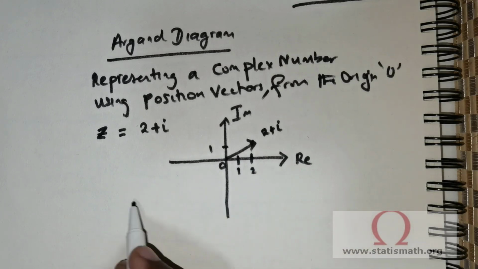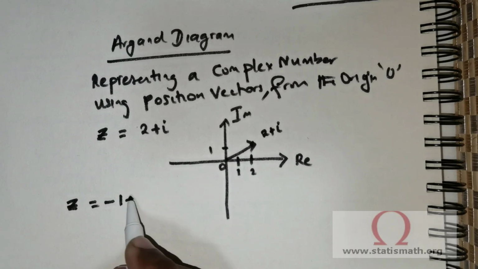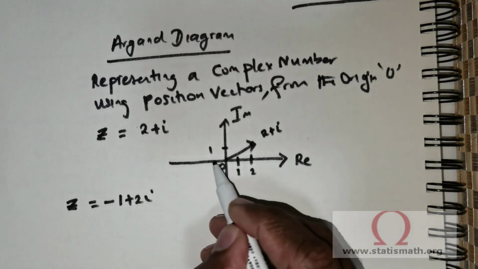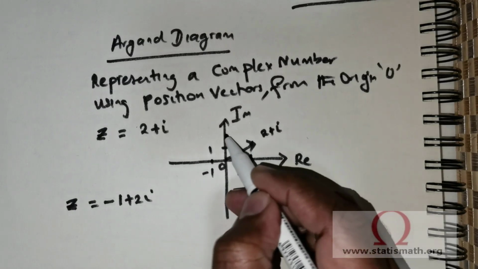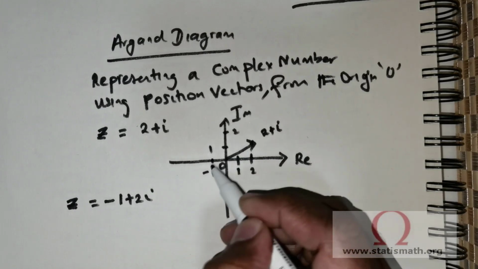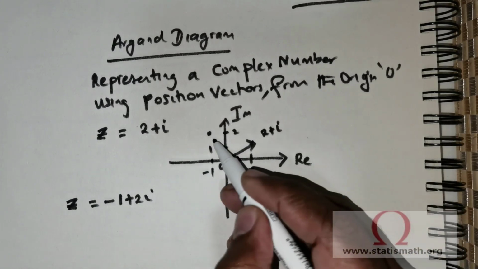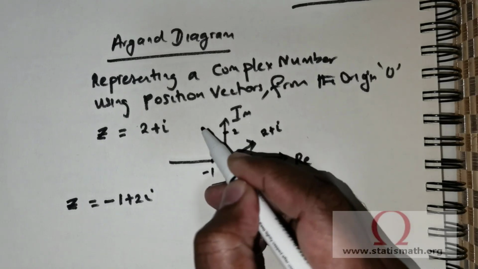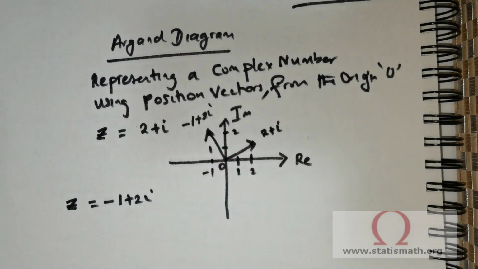Now, say for example, you are given another complex number, say z is equal to -1 + 2i. -1 is going to be somewhere over here. Positive 2i is going to be somewhere over here, 2 units along the imaginary axis. And you will have to connect it. And this point is going to be -1 + 2i.